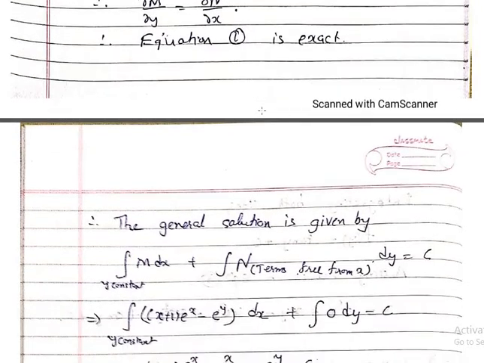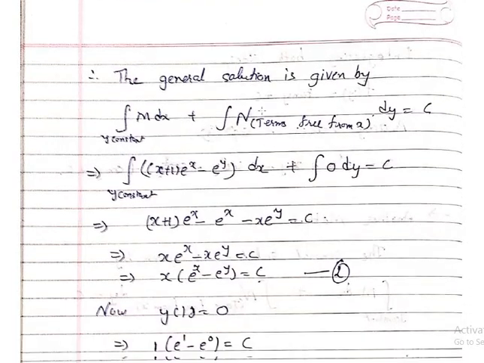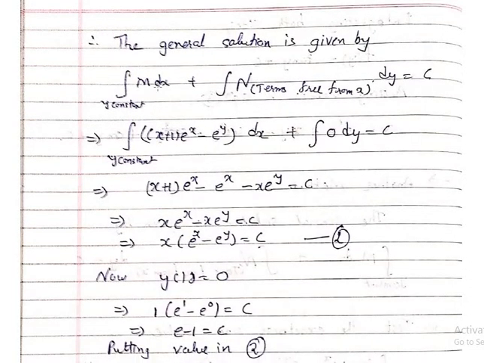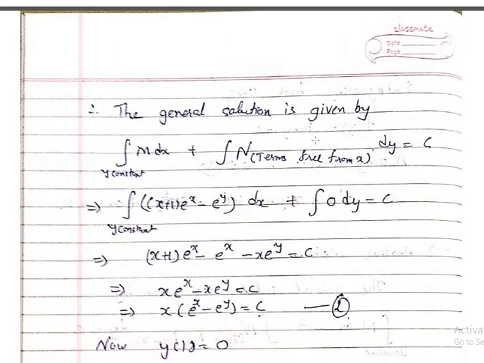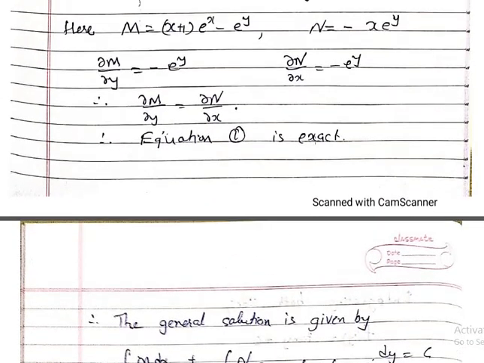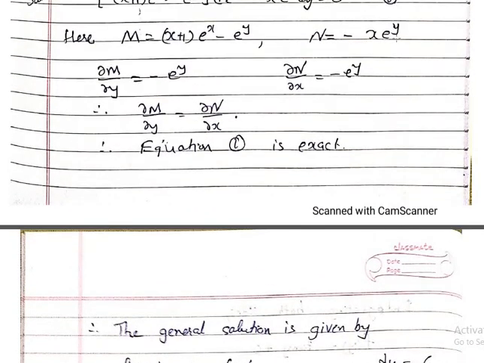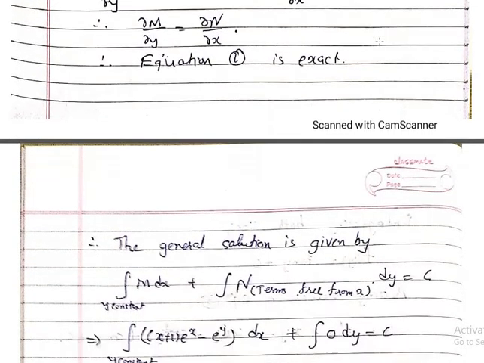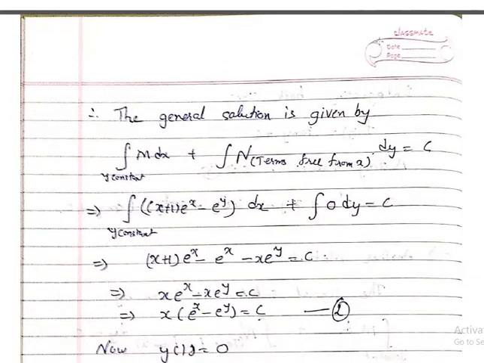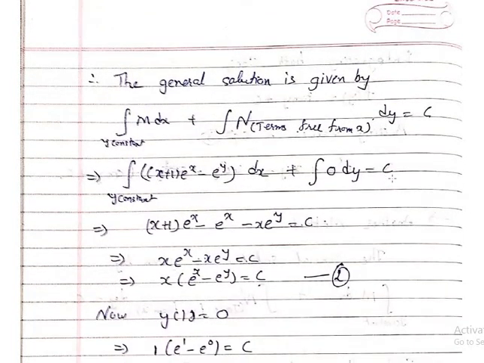So we are using the second method of integration, general solution. The general solution is given by integration of M dx plus integration of N terms free from x dy is equal to c. So integration of M dx, that means integration of (x plus 1) e raised to x minus e raised to y dx, plus terms free from x. Now in N, you have only one term and it contains x. That's why we are going to ignore that term. So you have 0, plus integration of 0 dy is equal to c.